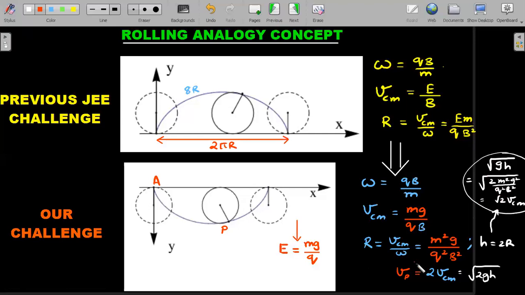Okay, which means the value of velocity at P is nothing but 2 VCM, right? That is very simple because when the rolling disk actually rolls, the topmost point would have a velocity of 2 VCM. Here the rolling disk is rolling on a ceiling.